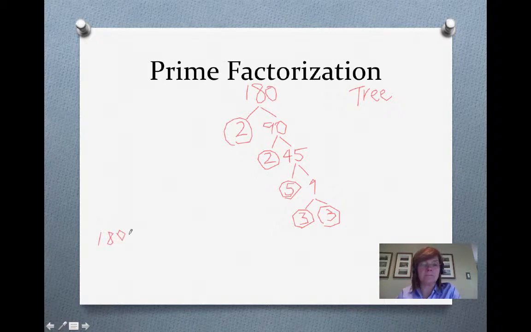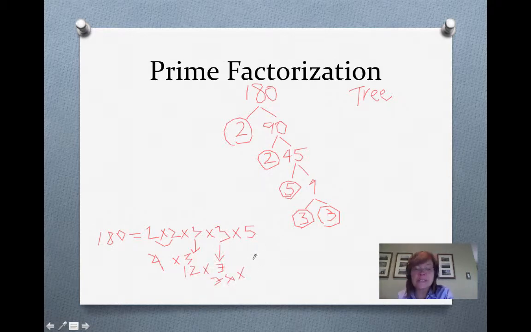Now, the final step of prime factorization is coming up with our prime factor equation that will multiply out to give us 180, our starting number. So 180 equals, and we need to put these prime factors in order: 2 times 2 times 3 times 3 times 5. Now let's multiply it out and see what we come up with. 2 times 2 is 4. Now let's bring down the 3. So 4 times 3 is 12. 12 times 3 is 36. And 36 times 5, the last time I checked, equaled 180. Wow, we got it right.